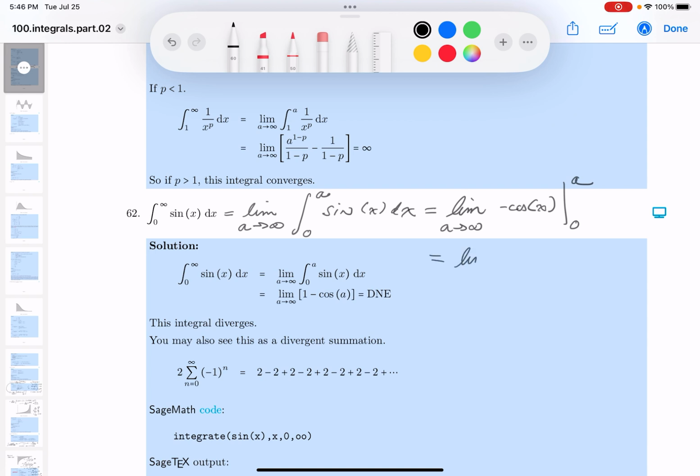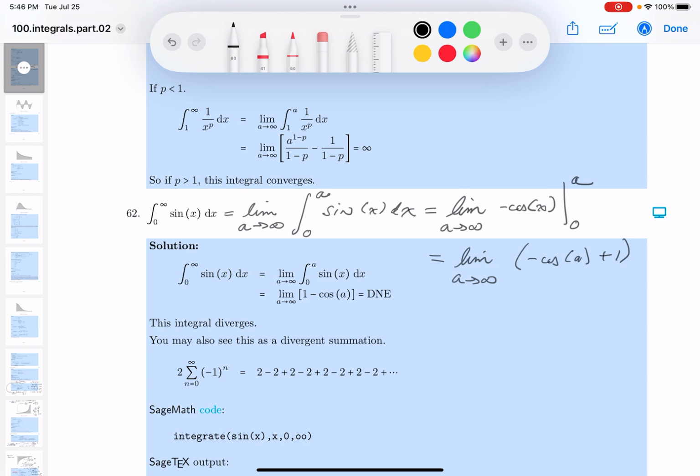Let's keep writing it down. This is going to be the limit as a goes to infinity. And what do you get there? You get minus cosine of a. Let's see, cosine of 0 is going to be 1, so minus a minus 1 is going to be plus 1. Make sure I said that right. Cosine of 0 is 1. Yeah, minus a minus is plus 1.